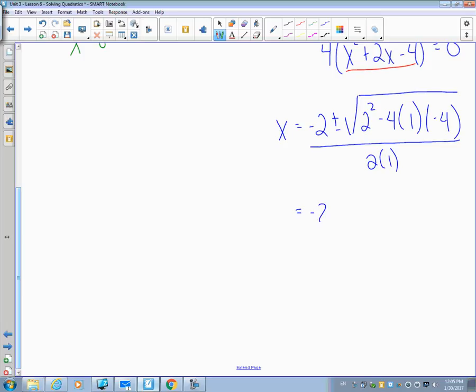Okay, underneath the root sign, we're going to get 20. Under the fraction, we get 2. Two answers. Positive one, I believe, is 1.24, and negative 3.24. And that's some solving of quadratics. We want to be able to apply this, obviously, to different situations.